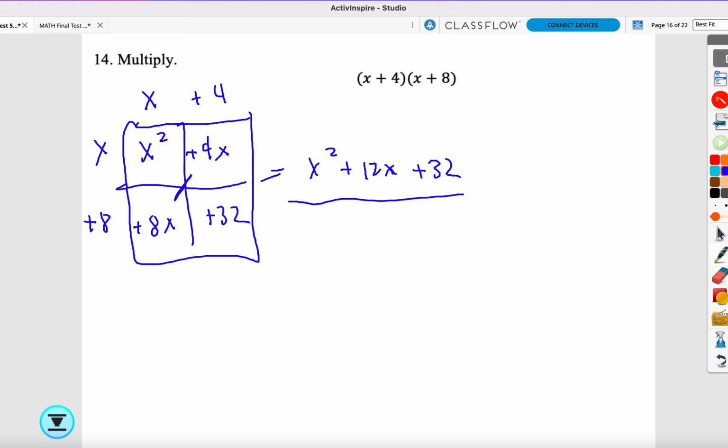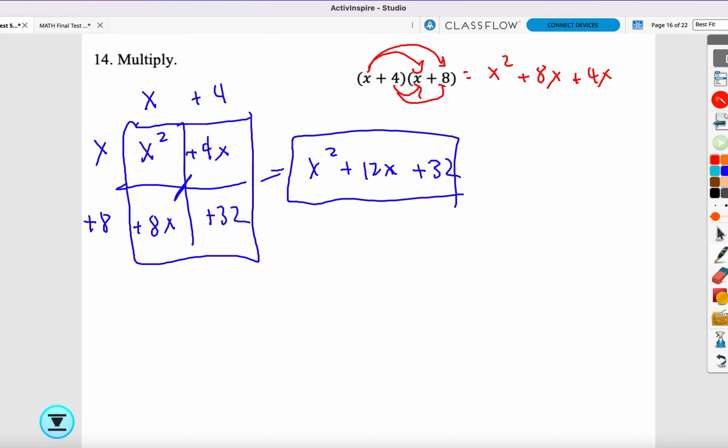And we're done. Now, if you don't want to do the box method, guys, you can just do the FOIL arrow. So you do x times x, which is x squared, x times 8, which is 8x, 4 times x, which is 4x, and then 4 times 8, which is 32. Combine your like terms, and you get the same solution. Either method works out, guys.